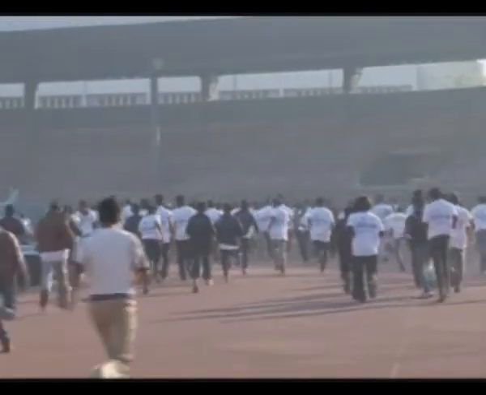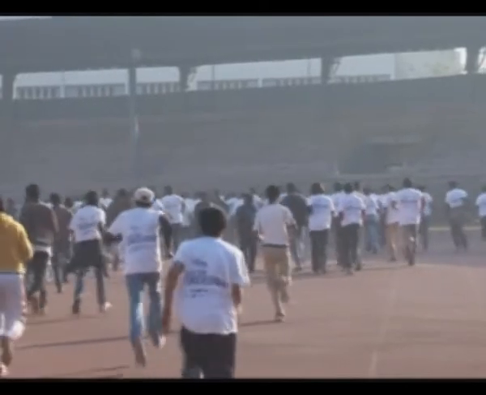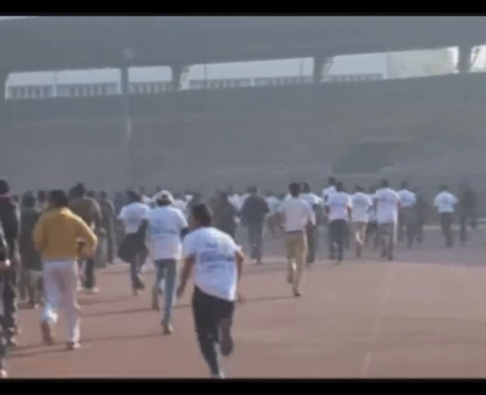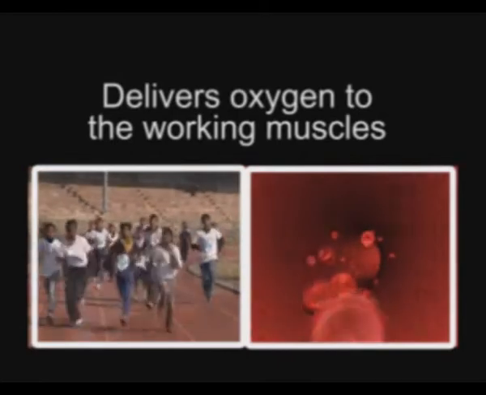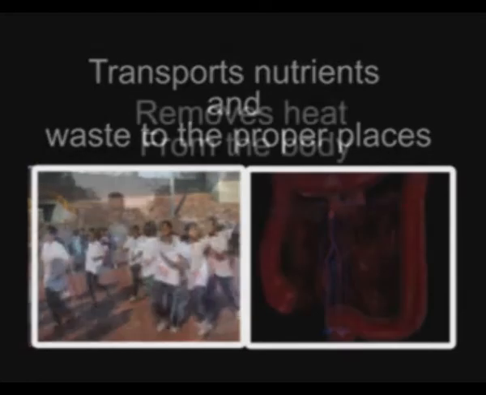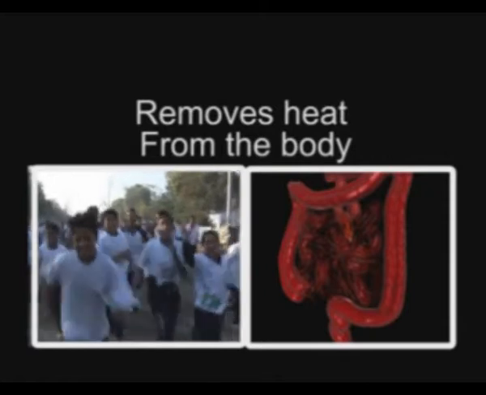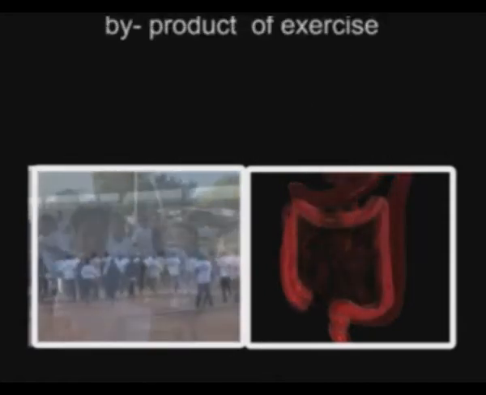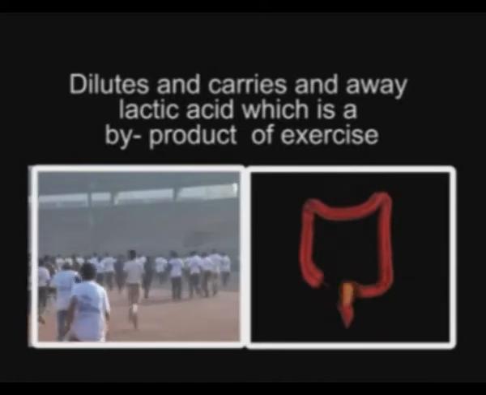As Sandeep runs, his circulating blood accomplishes vital tasks within his body. The circulatory blood delivers oxygen to the working muscles and then transports nutrients and waste to the proper places. It also removes heat from the body and lastly dilutes and carries away lactic acid, which is a byproduct of exercise. But how does it work?